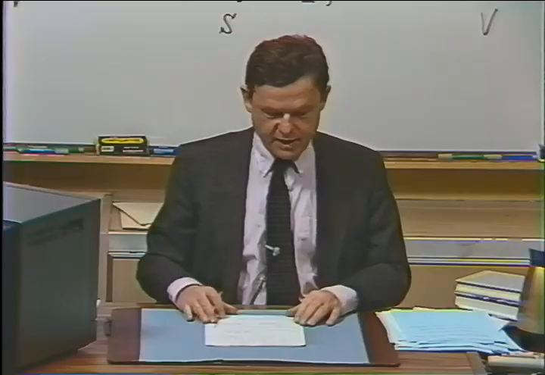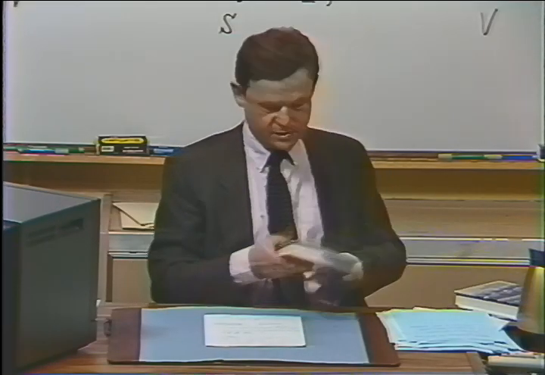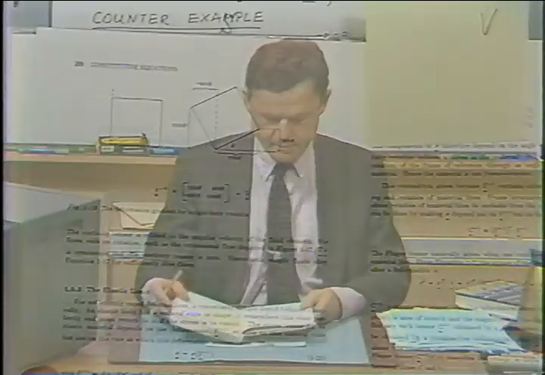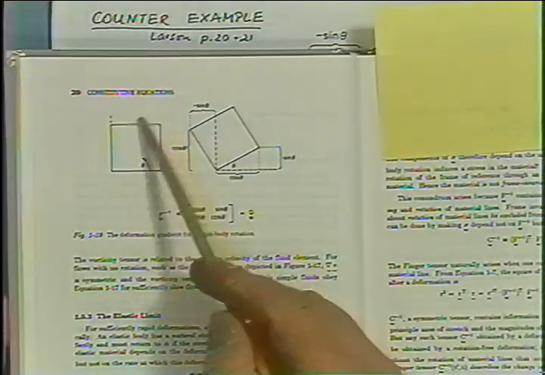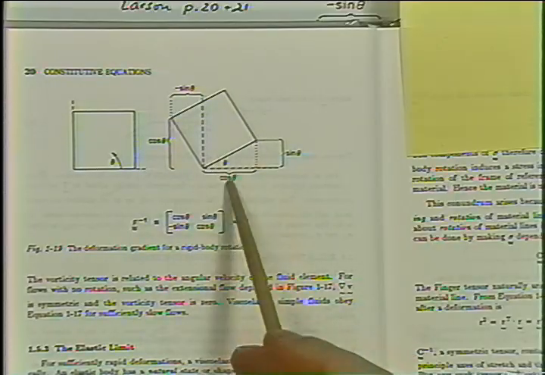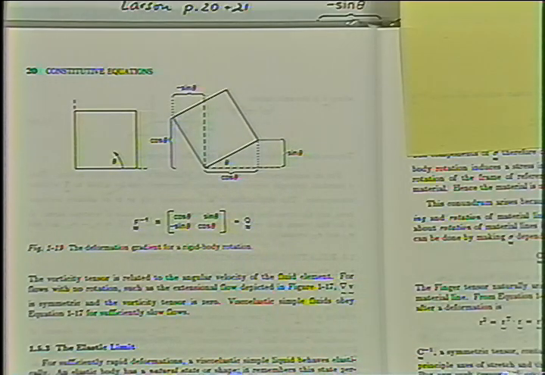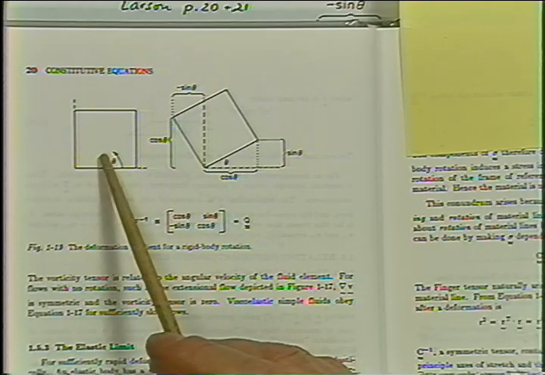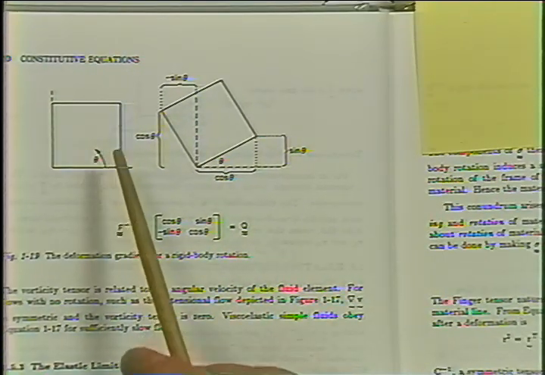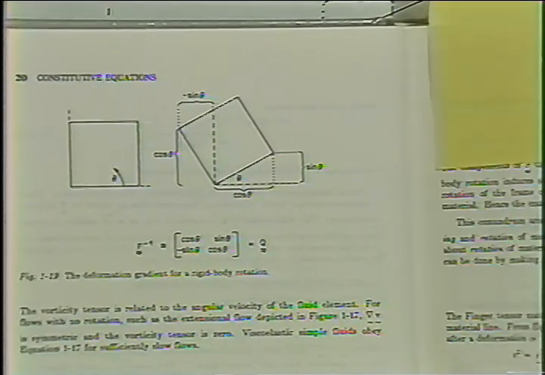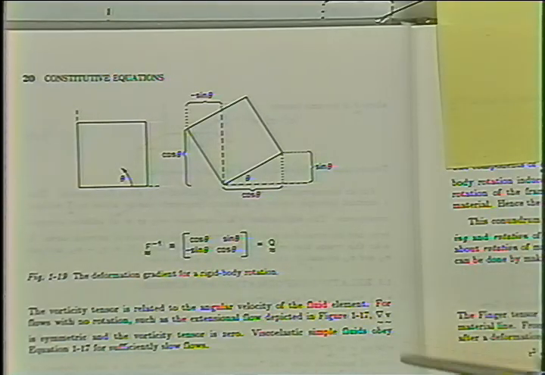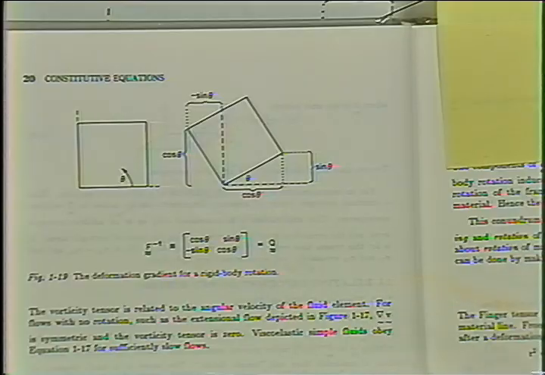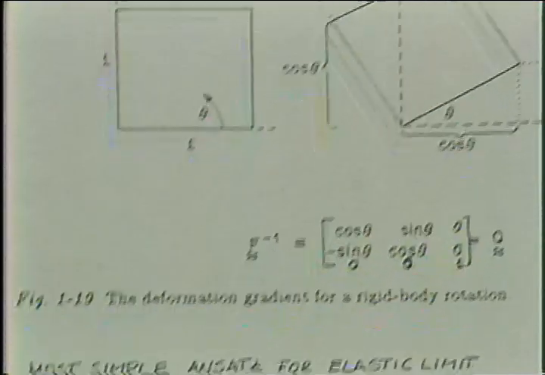And let me exemplify this with an example from Larson's book. Larson has a nice example where he took a material element and rotated this element by some angle theta. And he wrote down the stress in the material like this and assumed, say, that this is a solid. Now, what would be the most simple constitutive equation for a solid? It would be, say, the stress being proportional to the deformation gradient. See, the deformation gradient describes the stretching of lines, changing of angles. So you could say the stress is a function of the deformation gradient.